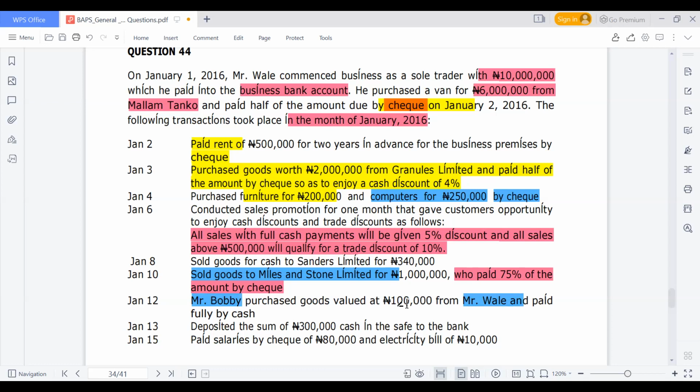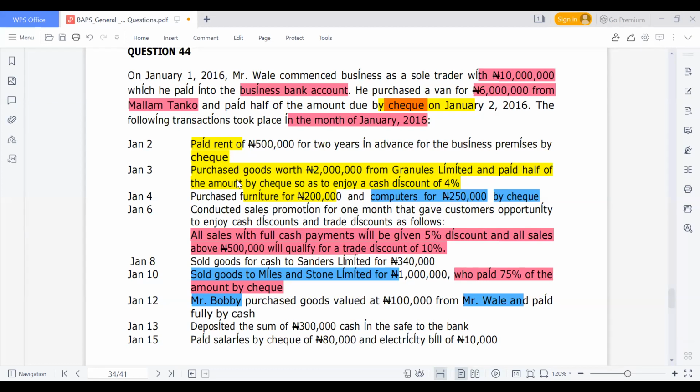All right, and look at this transaction. What does it qualify for? Ask yourself: does it qualify for trade discount or a cash discount? It qualifies for cash discount, and it says paid in full by cash. So it qualifies for cash discount. All right. So that's on the 12th, right?